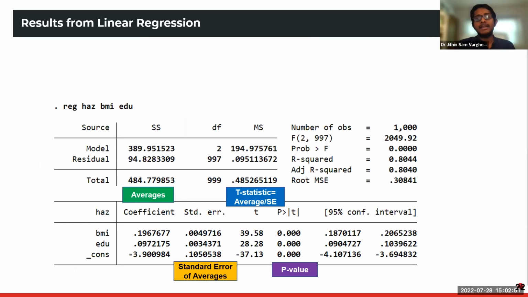Here I show the output from Stata on what happens when I run the linear regression using the command reg. We see that we have an estimate, which here I'm calling averages. We have a standard error of these averages. We have a t statistic, which is basically your average divided by the standard error. For BMI, it is 0.196 divided by 0.004, and you get the t statistic, which is equal to 39.58.